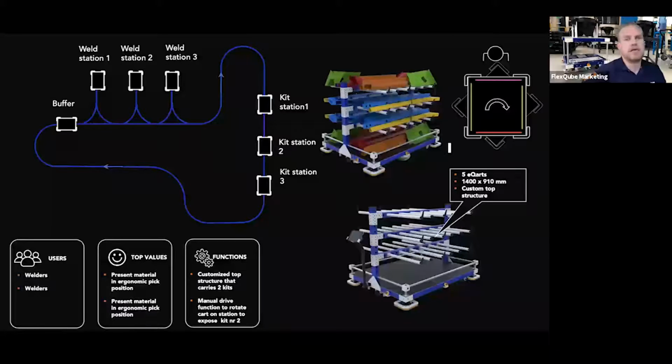This is another user example as well, where we prepare welded kits. In this case, they want to reduce forklift traffic as well, and they want to have a really good material presentation for the operators. So you have 3 kit stations where you prepare all the material on the cart, and then the eQart goes to one of the 3 welding stations where they weld the parts together, and then it goes back to the kit stations. It's a customized size, 1400 times 910 millimeters.